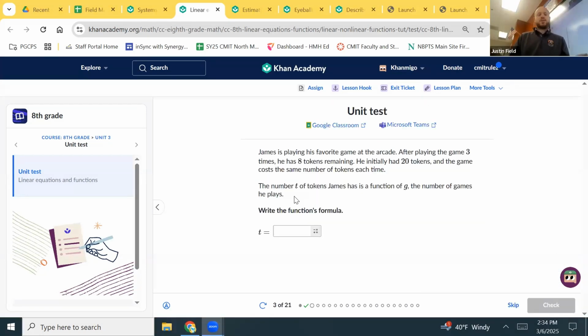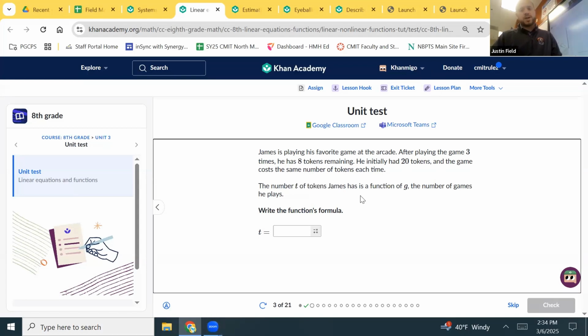So James is playing his favorite game at the arcade. After playing the game 3 times, he has 8 tokens remaining. He initially had 20 tokens, and the game costs the same number of tokens each time. The number T of tokens James has is a function of G.